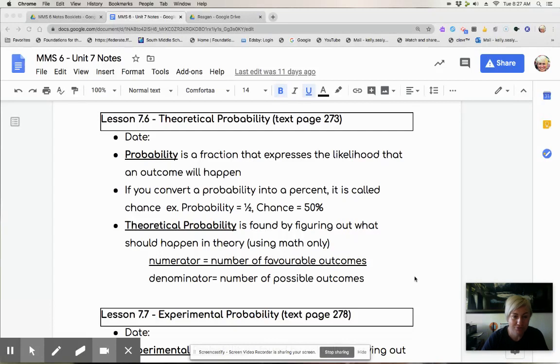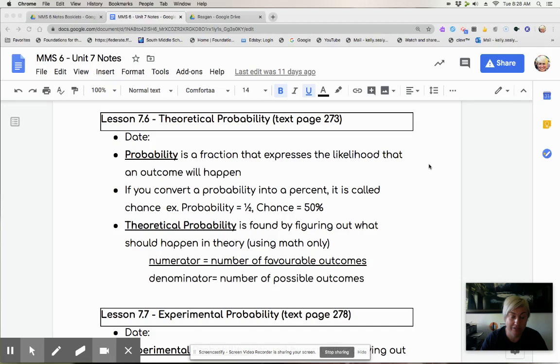Today I'm going to review the notes for lesson 7.6 and 7.7. They're both about probability. So it says probability is a fraction that expresses the likelihood that an outcome will happen. If you convert a probability into a percent, it's called a chance. So for example, if the probability of something is 1/2, then you say the chance is 50%. The chance of that event happening is 50%.